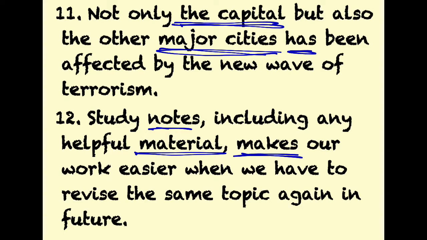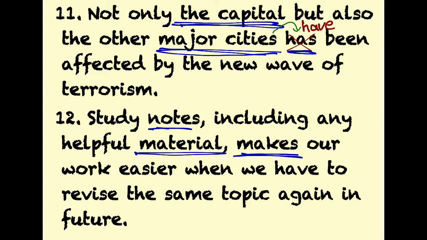Last two sentences. Not only the capital, but also other major cities has been. So with not only but also, again, the presence of the connector dictates that the verb should agree with the nearest one. The capital, singular. Cities, plural. The nearest one is plural. Cities, has. Again, it is incorrect. Has is incorrect. It has to be made have. Have been affected. Why? Because the verb should agree with the nearest subject, major cities, plural subject.